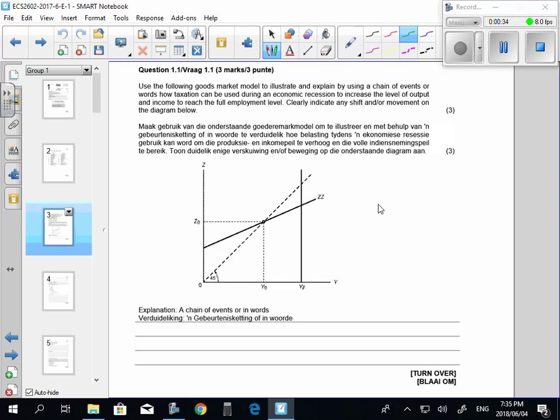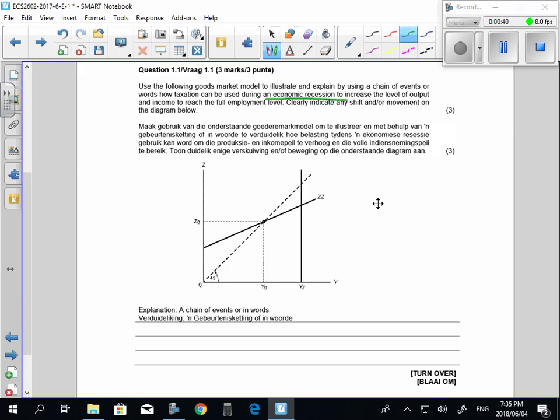Right, so if there is an economic recession, we obviously want to boost economic activity, right? We want to increase it. So two ways that we can do that: we can either increase government expenditure or decrease tax. Okay, so they've obviously asked us to use a decrease in taxation in this case. All right. Now remember, a decrease in tax increases the demand for goods and services.